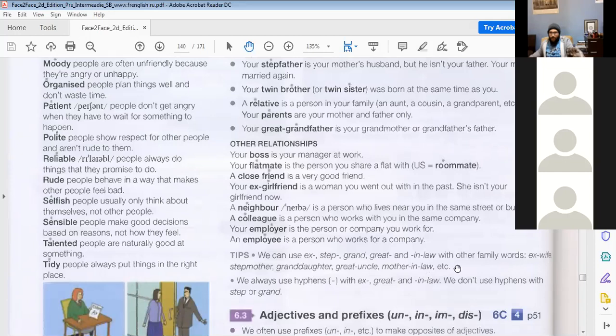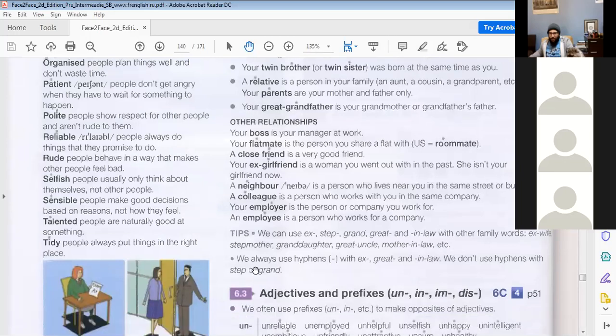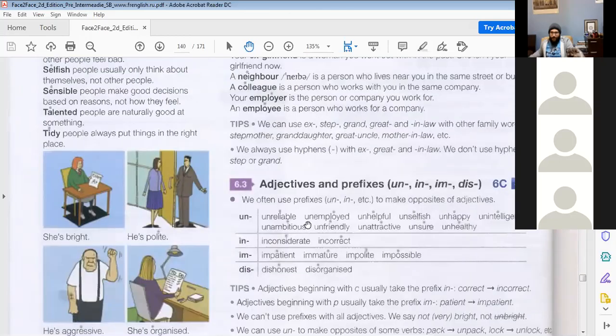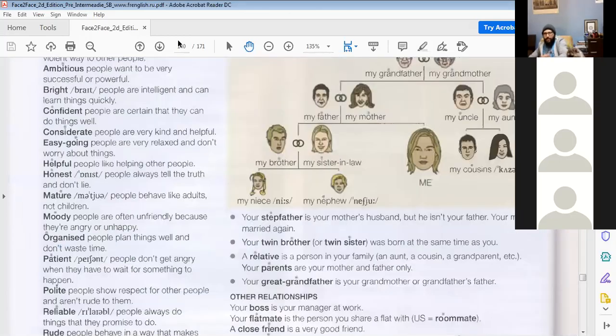Okay, here are some good examples. So we use ex for ex-wife, stepmother, granddaughter, great uncle, mother-in-law. They haven't given us all the examples, though. Okay, it says we always use hyphens. We always use them with ex, with great, and in-law, but we don't use hyphens with step or grand. So this is just a writing note. Okay, there is no other information. All right, so that's all.